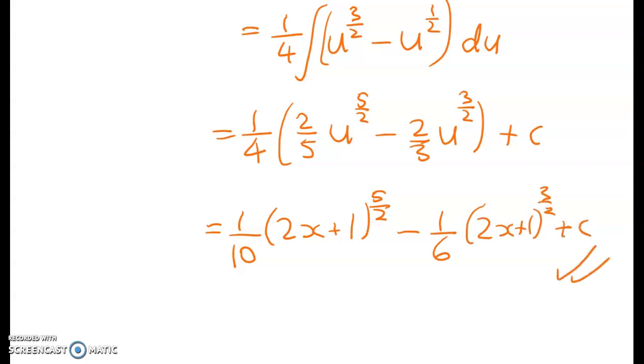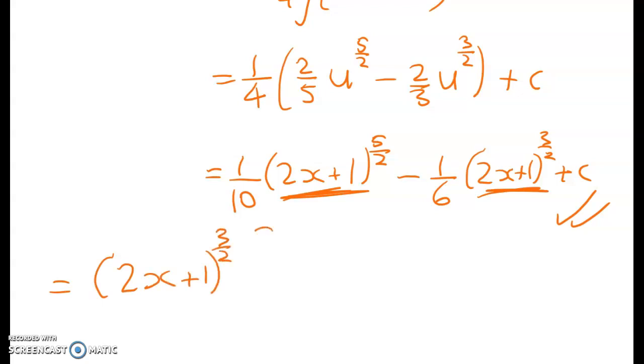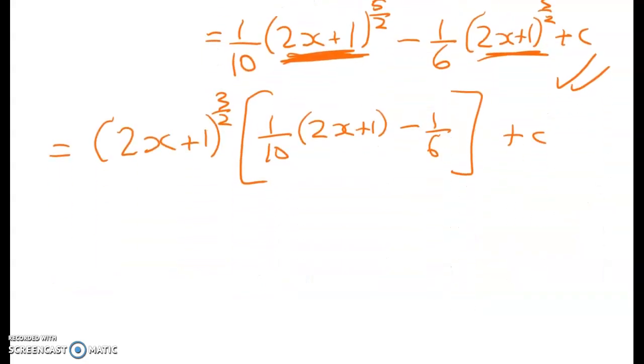Now, I would give that a big tick at this point, but you're probably going, well, how the heck do they get what they get at the back of the book? And what it's all about is taking out the highest common factor here. So it's just like the factorising you did back in year 9, only a little bit harder. So we've got 2x plus 1 to the power of 3 over 2, times 1/10 times the leftover here. So it's 1/10 of 2x plus 1 minus 1/6 plus c.